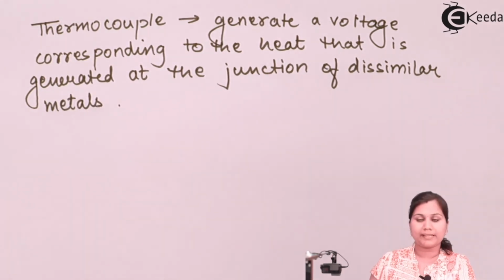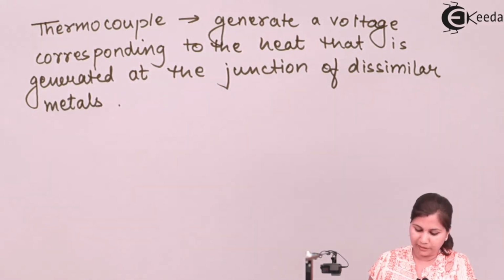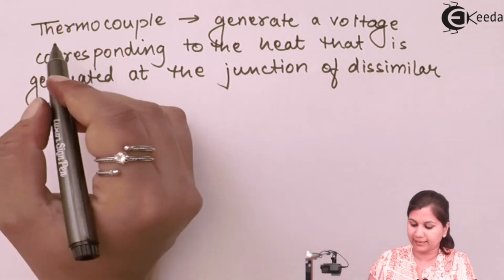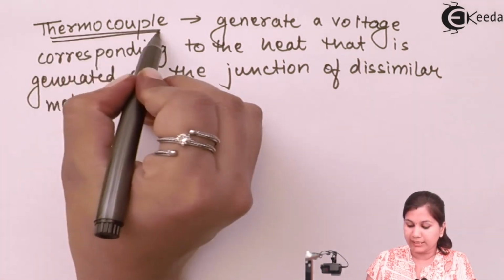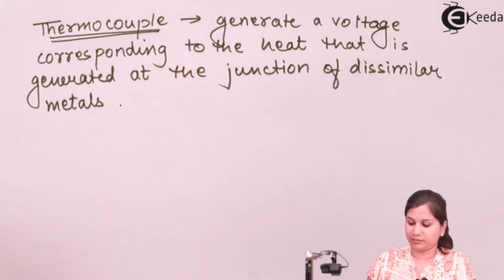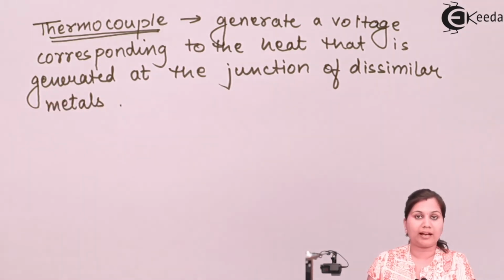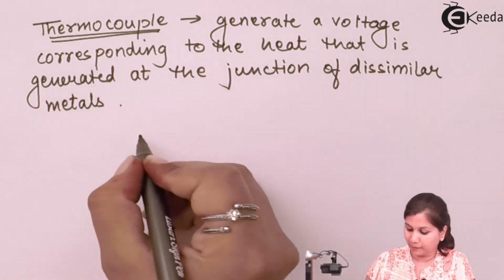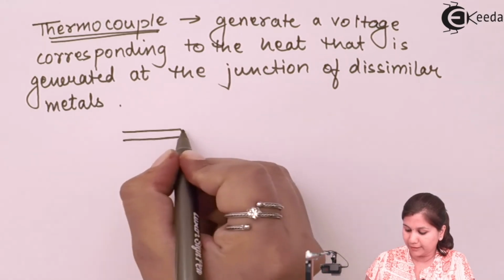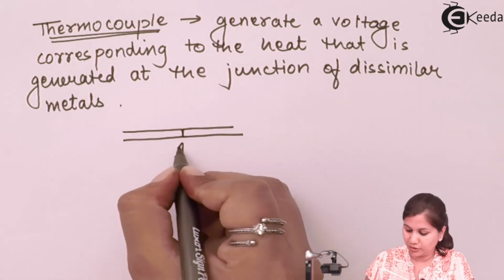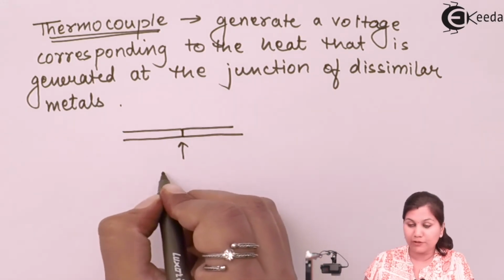Okay, so the best example of a transduction element which performs the action of both the transduction and the sensing is a thermocouple. You can see that the thermocouple generates a voltage whenever there is a change in the temperature at the junction of two metals. In the thermocouple, we have two metals which are connected with each other, and at this junction we are doing the temperature changes.